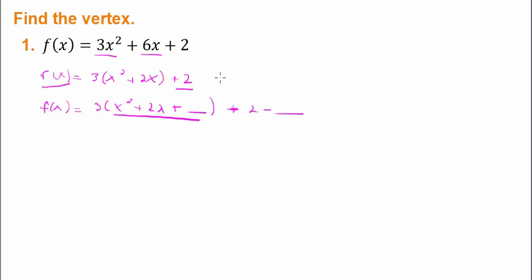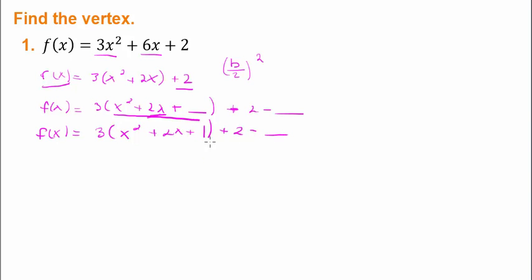So the process to find what is in the blank is actually the same. It's that little formula, b over 2 quantity squared. So the b in this case is 2, so 2 divided by 2 is 1. 1 squared is 1. So we have f of x equals 3 times x squared plus 2x plus 1, plus 2 minus, okay, I'm leaving that blank here for a second, and I want to show you something.